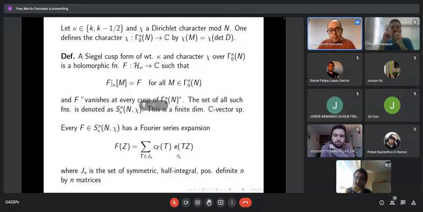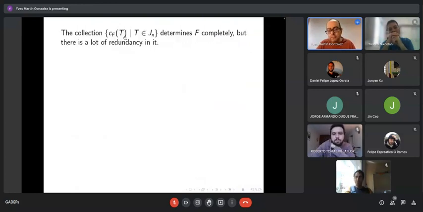So I'm saying something obvious and trivial. If you look at all the coefficients C_F(T), where T runs on this set of indices, n by n positive definite half integral matrices, you determine F completely, which means if you have another Siegel cusp form with the same Fourier expansion, then they are the same. So it determines completely the Siegel modular form.